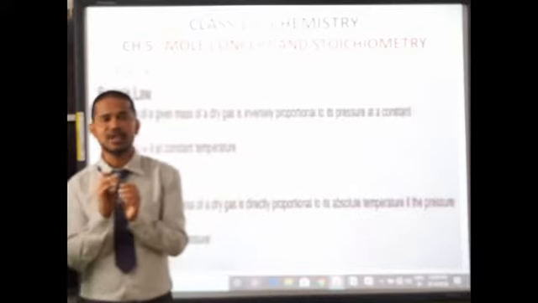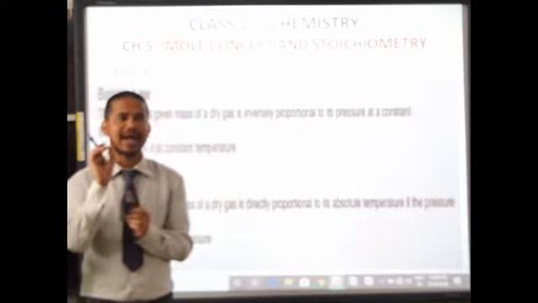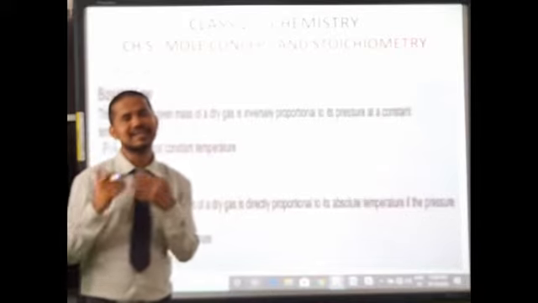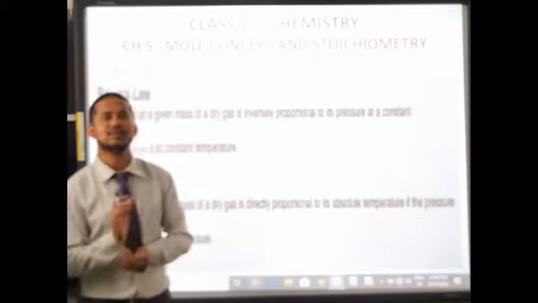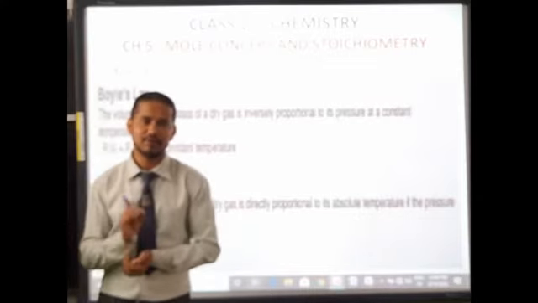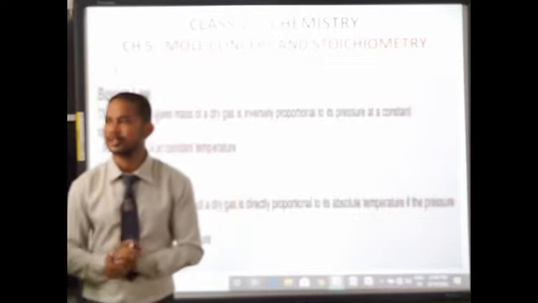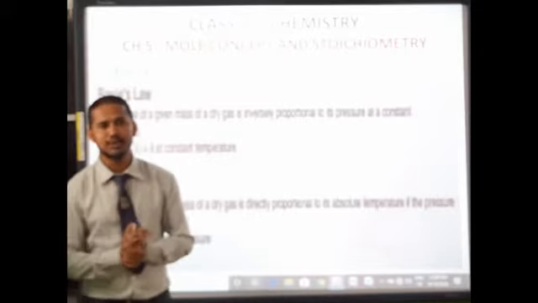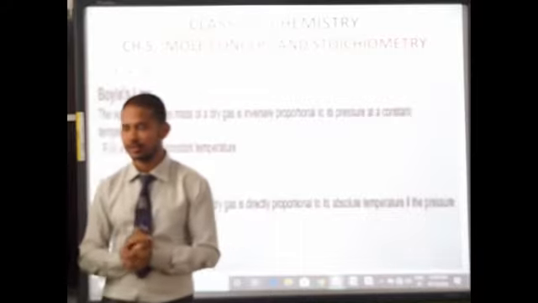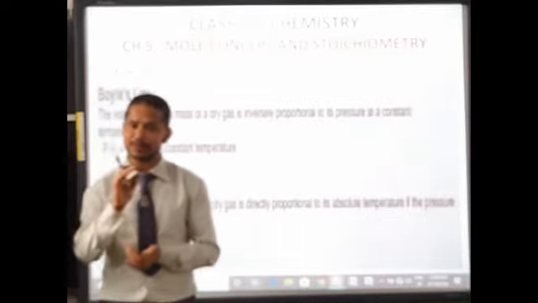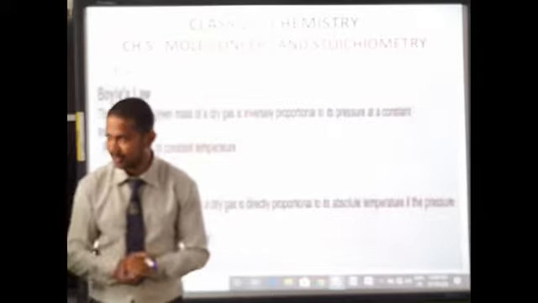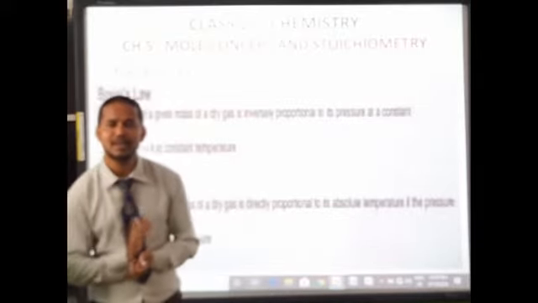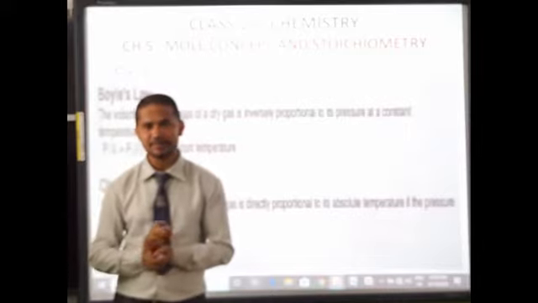Then what is Charles' law? In Charles' law, at constant pressure, the volume of a given mass of dry gas is directly proportional to its absolute temperature. So what is absolute temperature? Temperature expressed in Kelvin is absolute temperature.